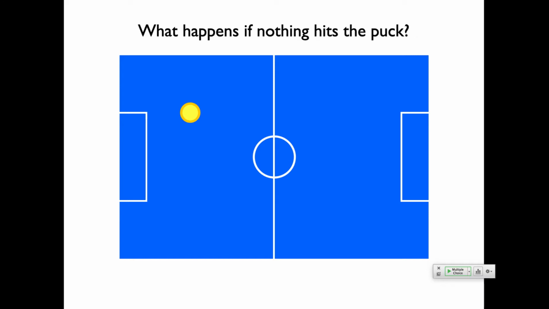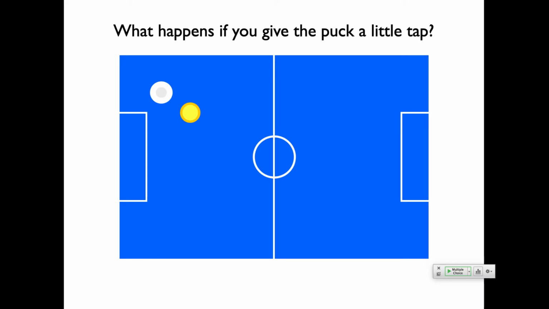So here's our little air hockey table. What happens if nothing hits the puck? Assuming a perfectly designed air hockey table. It just stays there forever. Okay, it'll waste energy just pumping air under it, but it won't move. Okay. What happens if you give it a little tiny tap? It'll move. But how will it move? Does it move in a swirly? No. No? What's the shape of its motion? Straight. It's going to move in a straight line. Is it going to speed up or slow down? Slow down.